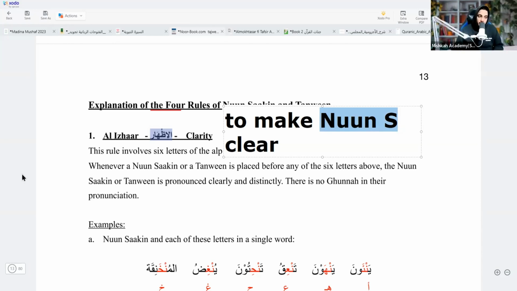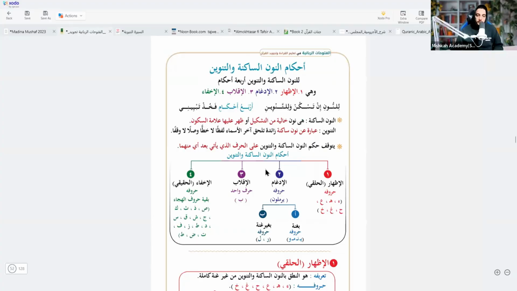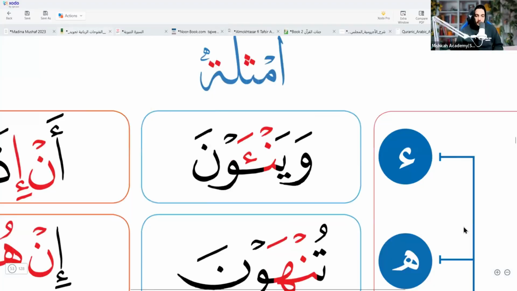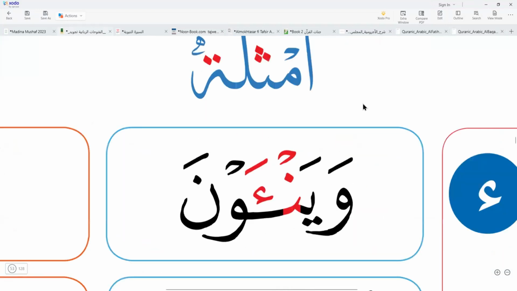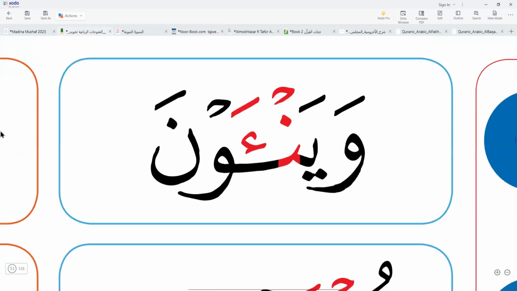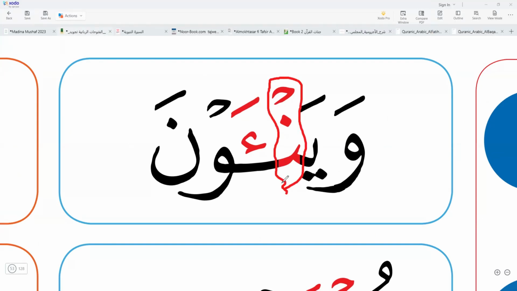How? Would you please read that word? Wayanawna. Good job. Just a simple mistake in there. You made ghunnah, a nasal sound, a vibration. You did that.